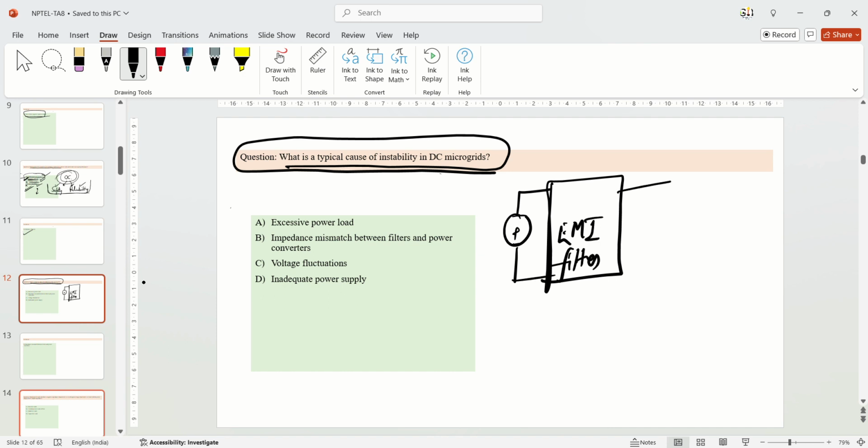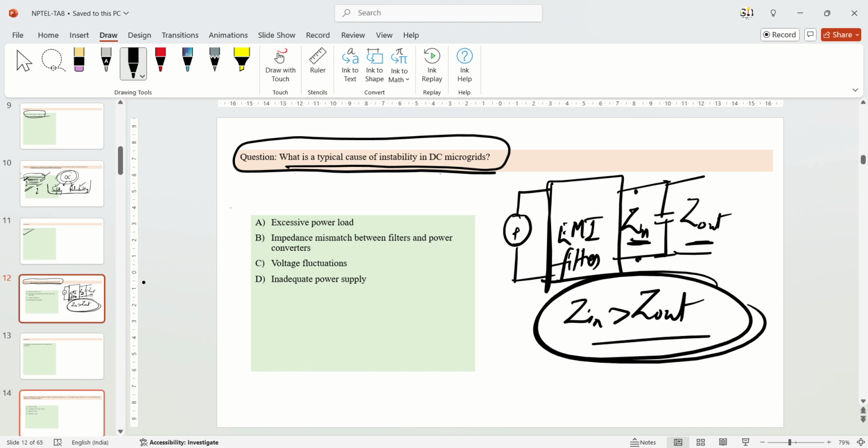At this point you get an impedance, Z input, and then you connect the DC link, or the inverter, and this is Z out. You have to maintain a balanced condition: Z input should be higher than Z output. With this, I will explain the cases. Just tell me which are the problems related to a cause of instability in the DC microgrid. I'm giving you a few minutes to solve this question. Let me know if you have any doubt.